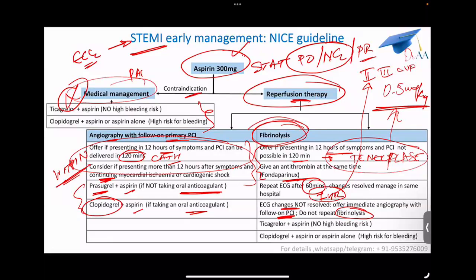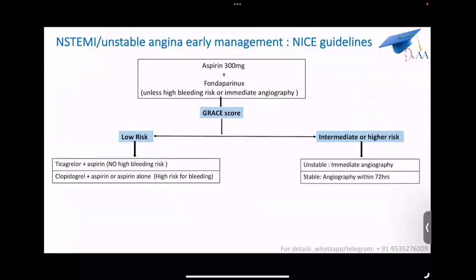What about if you're planning to give fibrinolysis? What are the antiplatelets in addition to the aspirin you're giving? Ticagrelor if there is no high risk for bleeding, clopidogrel if there is high risk for bleeding. The same thing holds good for medical management also. The same thing holds good for NSTEMI management also.